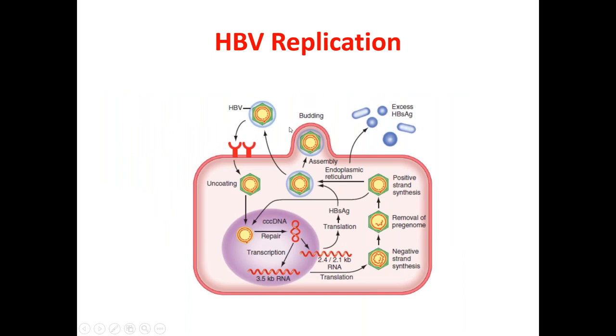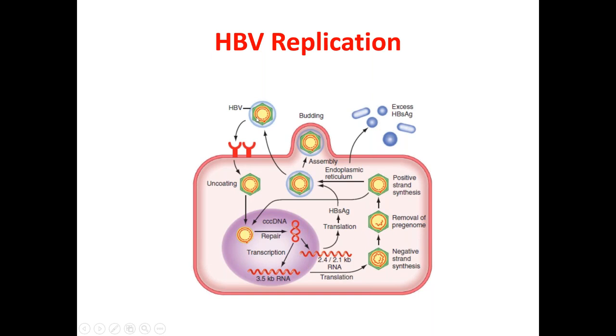Now, how does HBV replicate inside the hepatocytes? HBV only replicates in the hepatocytes. The first thing is that the virus has to enter the host cells. This entry is mediated by specific receptors. The receptors are largely unknown at present, but they are thought to be the sodium taurocholate receptor, by which hepatitis B virus binds and enters the hepatocytes.